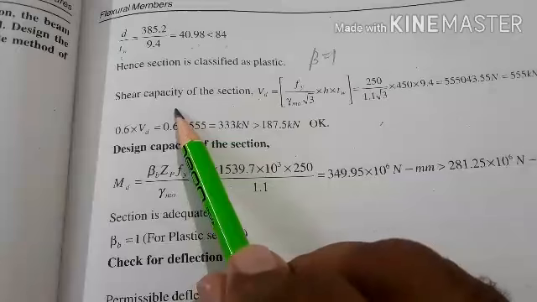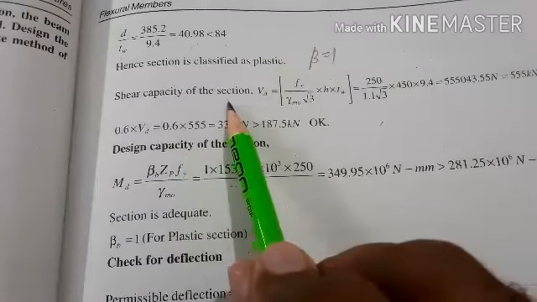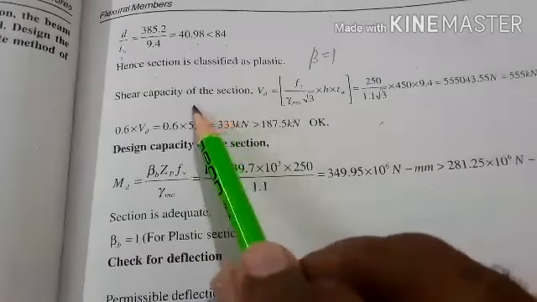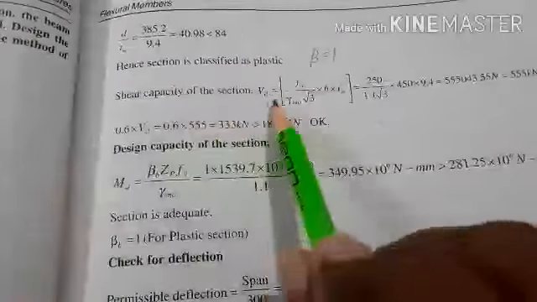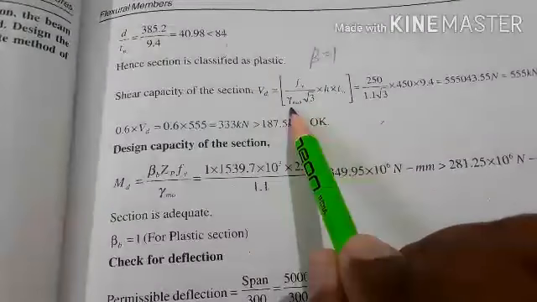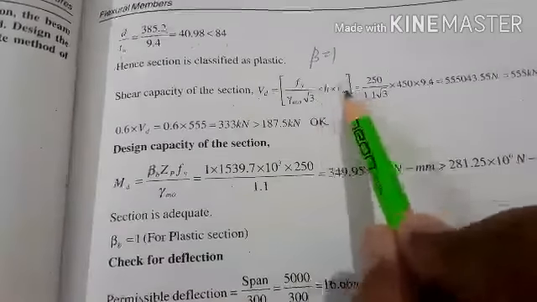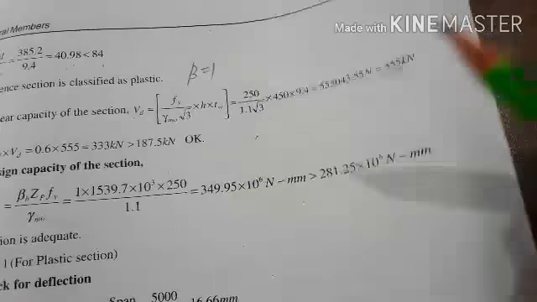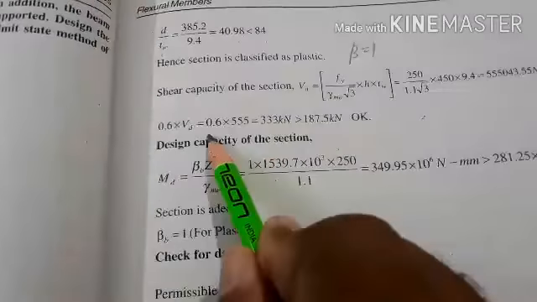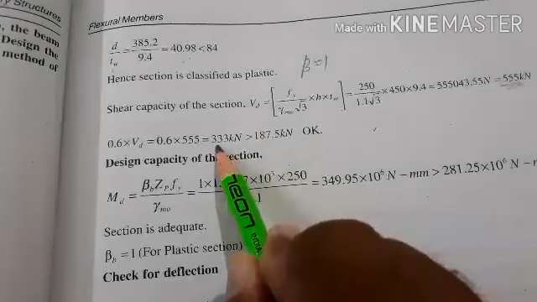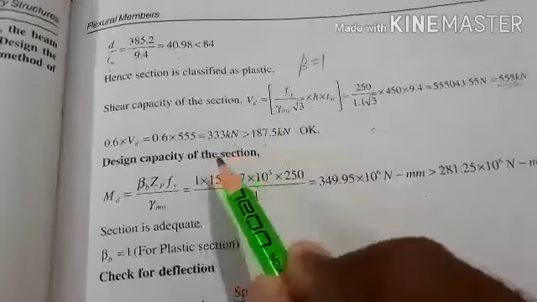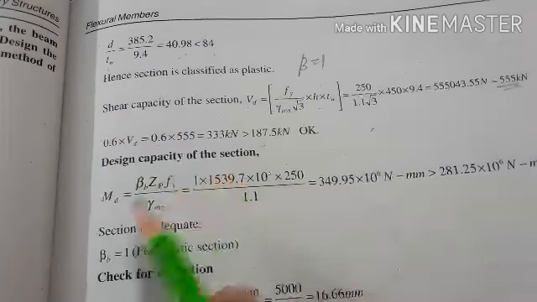Then the next is check for shear. Calculate the shear capacity of the section. We know the value of shear force actually acting, then the shear capacity of the chosen section, that is Vd, is fy divided by root 3 into gamma m0, then the area of the section, which gives us 555 kilonewton. So take 60% of that, that will be 333 kilonewton, which is more than the actual shear acting, hence the chosen section is safe in shear.